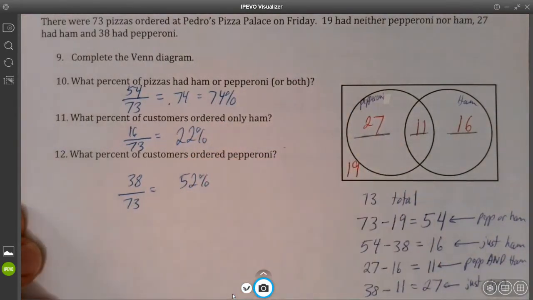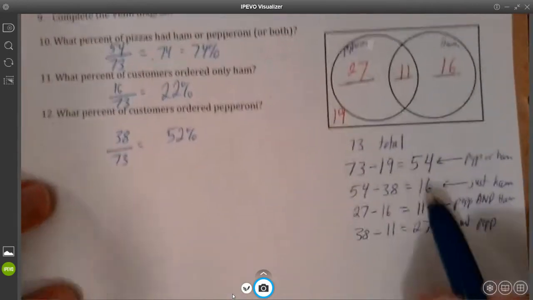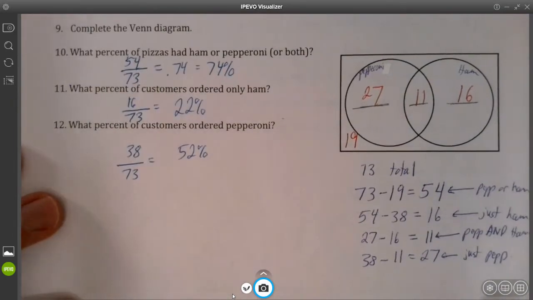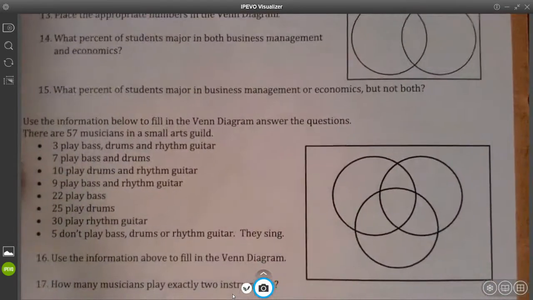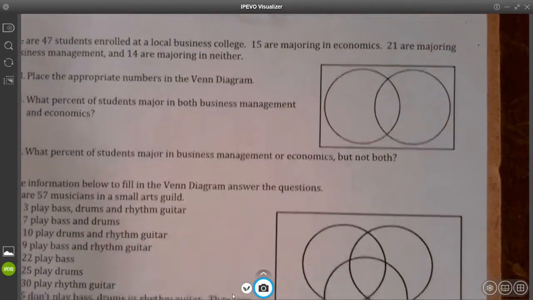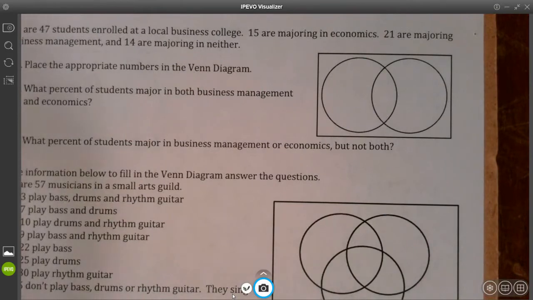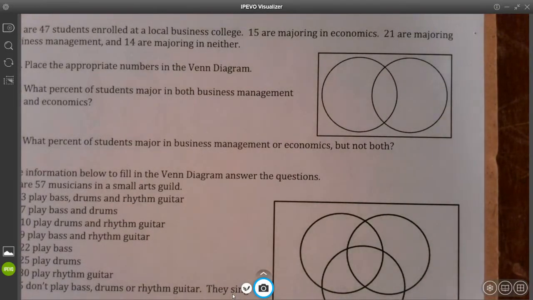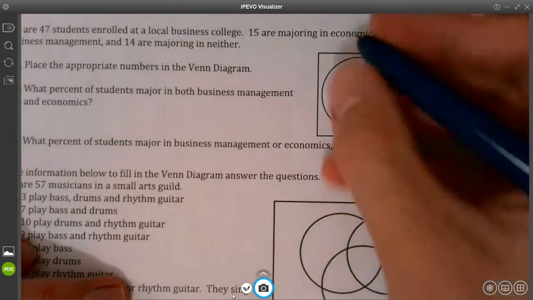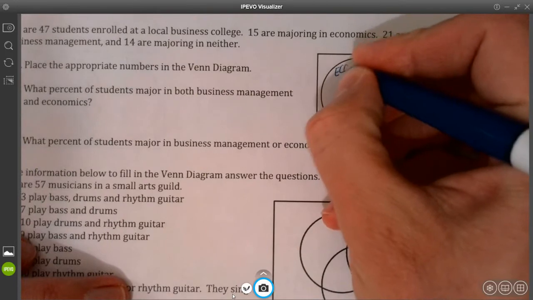Okay, the problem on the back is very similar to this. I figure this is a very difficult concept. There's just so much here. So I'm going to flip the paper over and we're going to jump into the one on the back. Okay, here we go. 47 students enrolled at a local business college. 15 are majoring in economics, 21 are majoring in business management, and 14 are majoring in neither. Okay, some are majoring in both.